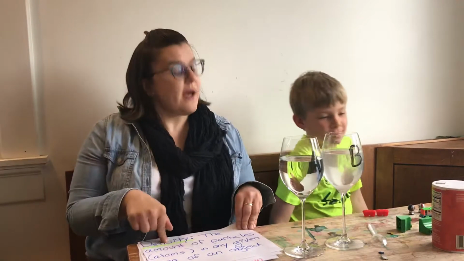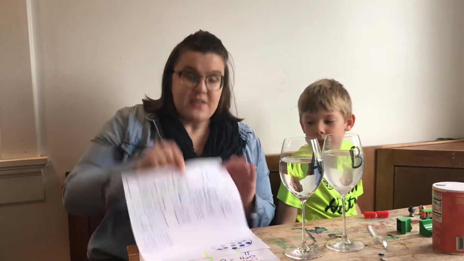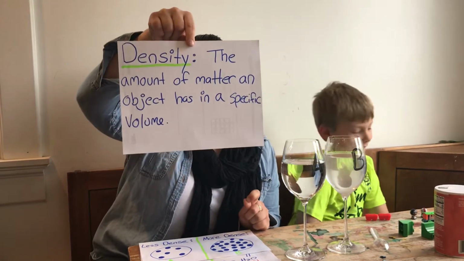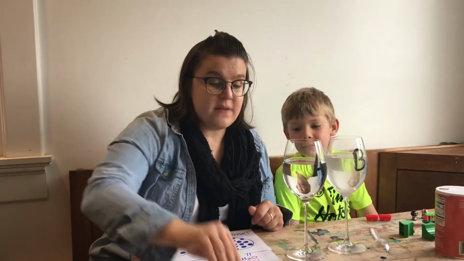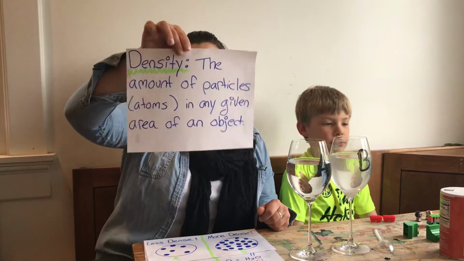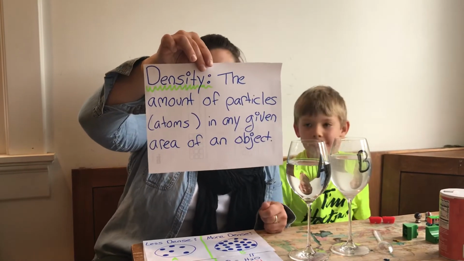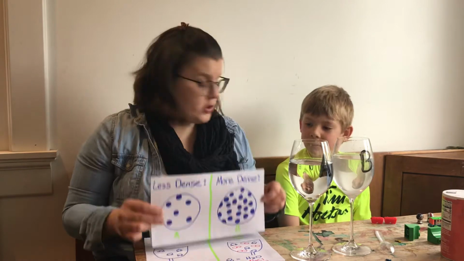So the textbook definition of density is the amount of particles, the amount of matter an object has in a specific volume. I don't really love that definition. I prefer this definition. Density is the amount of particles or atoms in any given area of an object. It still feels like a mouthful, so let's look at a diagram to help us understand it better.